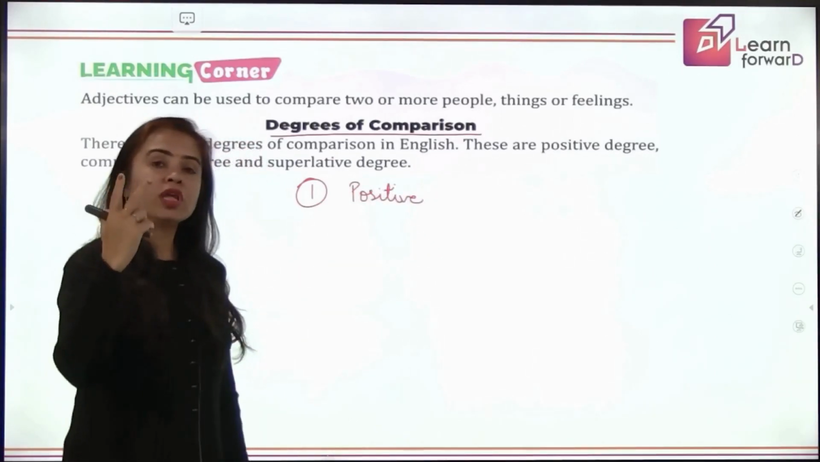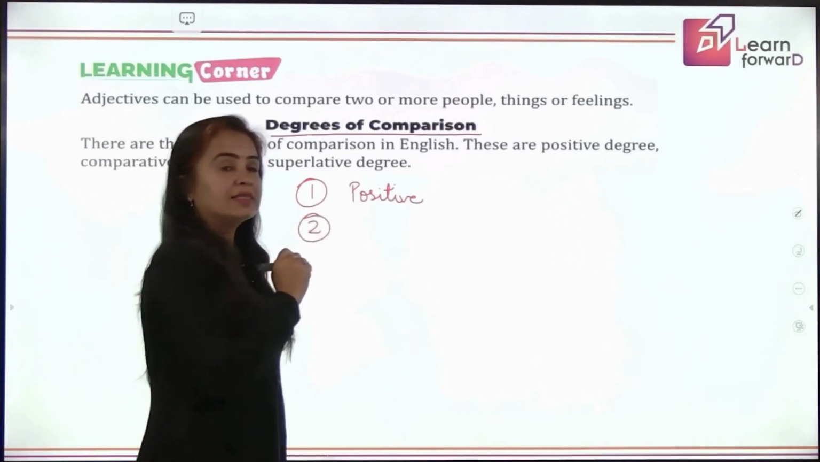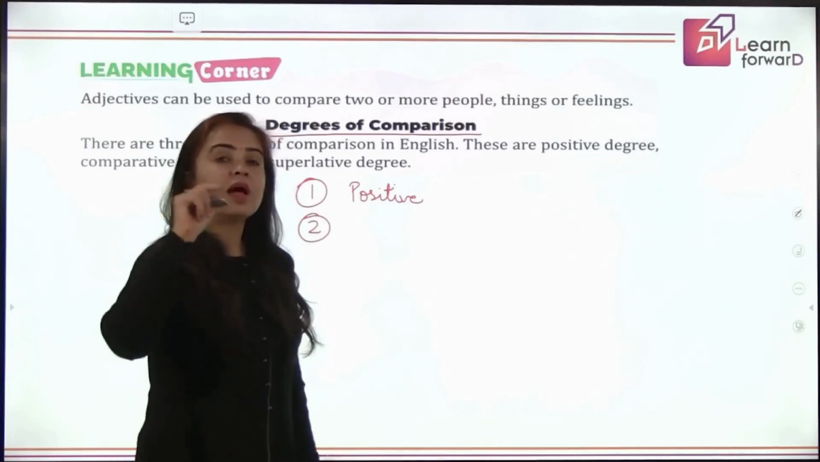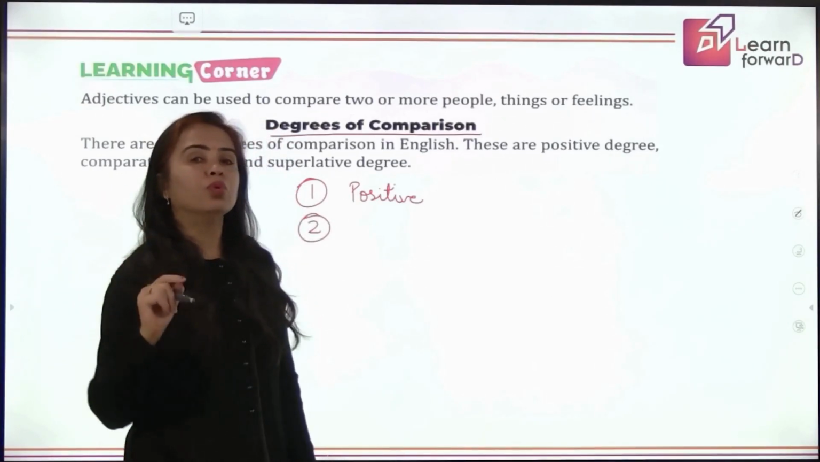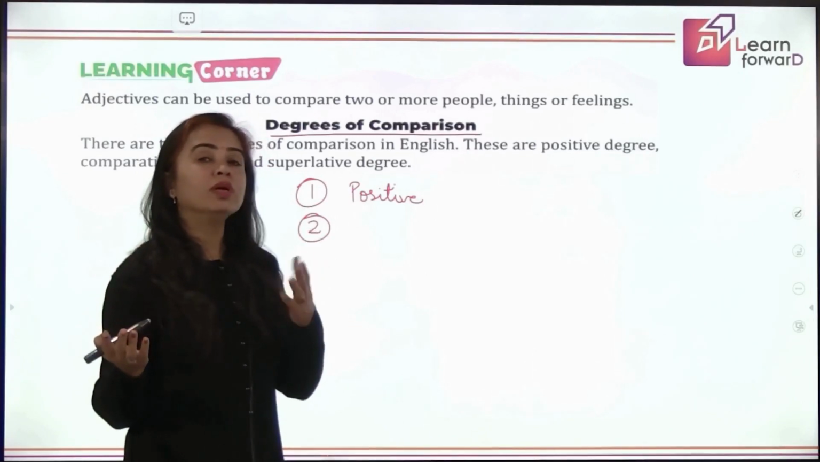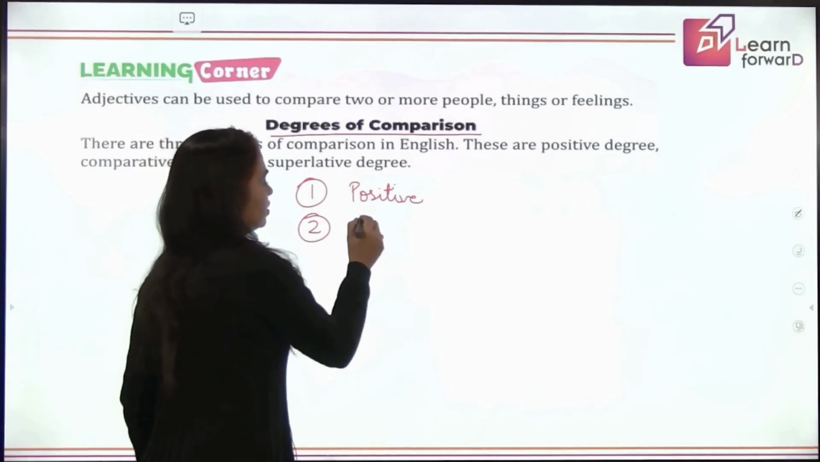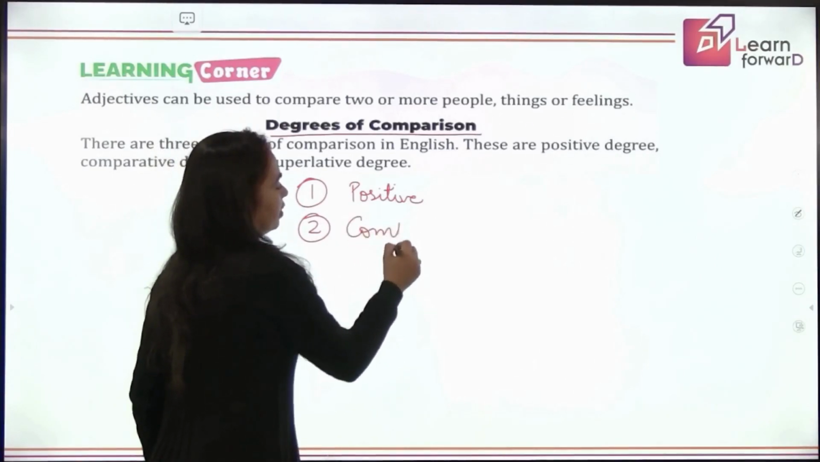If I'm talking about 2 nouns, so I'll say Raman is taller than Mohan. That means I'm talking about 2. I'm making a comparison. Who is having more height? So I'm saying this is comparative degree.